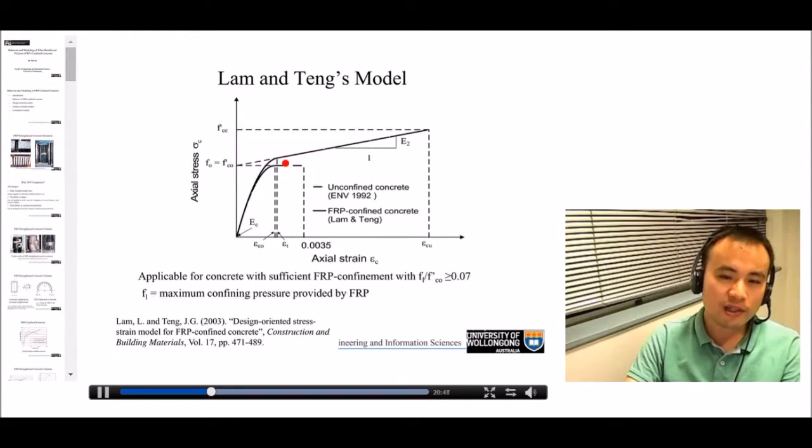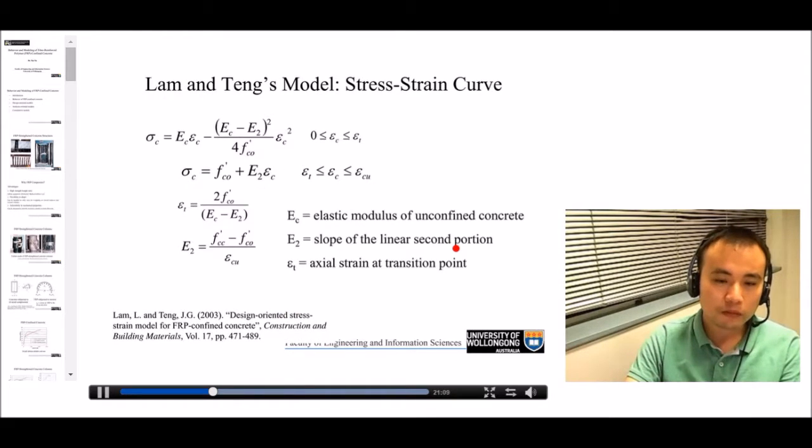One of the most important advantages of the Lam and Teng model is that it can reduce to the model for unconfined concrete, which is adopted by the European standard. So in this way, both unconfined concrete and FRP-confined concrete can be covered by one unified model. And this is one of the most important advantages. Because in this model they use two separate equations to describe two stages of the curve, the equation is also much simpler than the other equations.